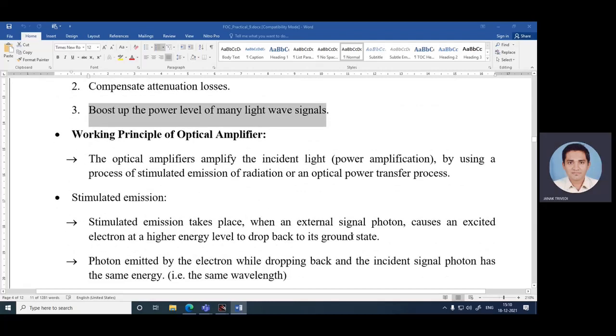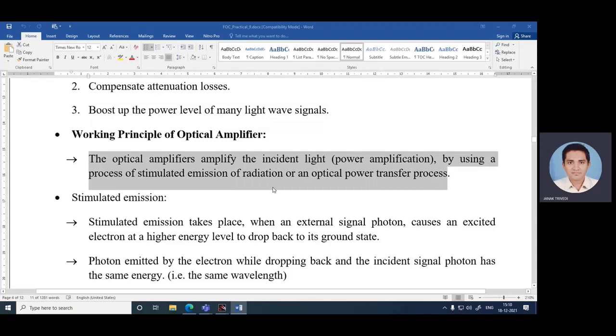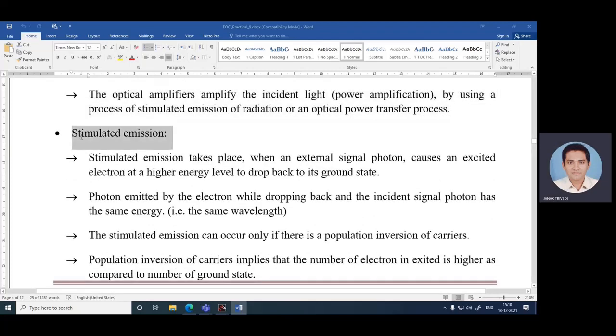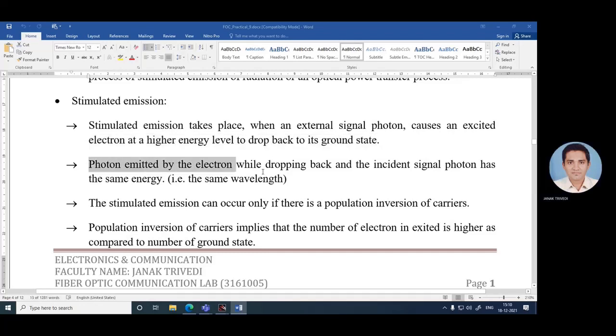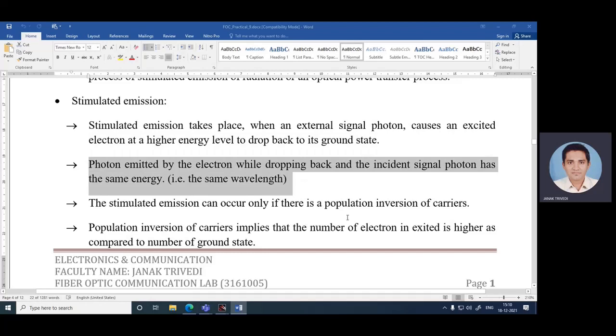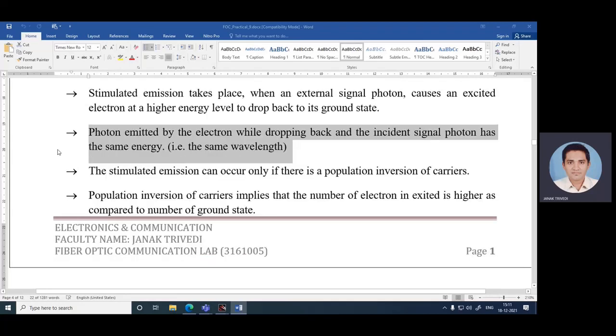Working principle of optical amplifier. The optical amplifiers amplify the incident light or power by using a process of stimulated emission of radiation or an optical power transfer process. Stimulated emission takes place when an external signal photon causes an excited electron at a higher energy level to drop back to its ground state. The photon emitted by the electron while dropping back and the incident signal photon have the same energy, that is, the same wavelength.